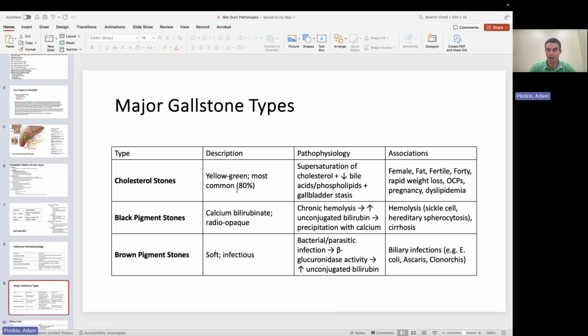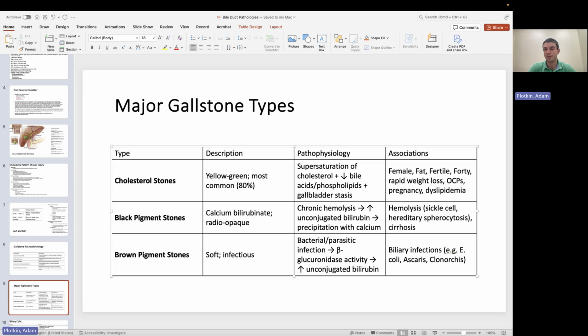So, major gallstone types, this is classic Step 1 land. Cholesterol stones will be yellow-green. They are the most common, especially in the Western world, so in the United States. Pathophysiology, again: supersaturation of cholesterol plus decreased bile acids and phospholipids, so less solubility, plus gallbladder stasis, all are going to favor the formation of cholesterol gallstones.